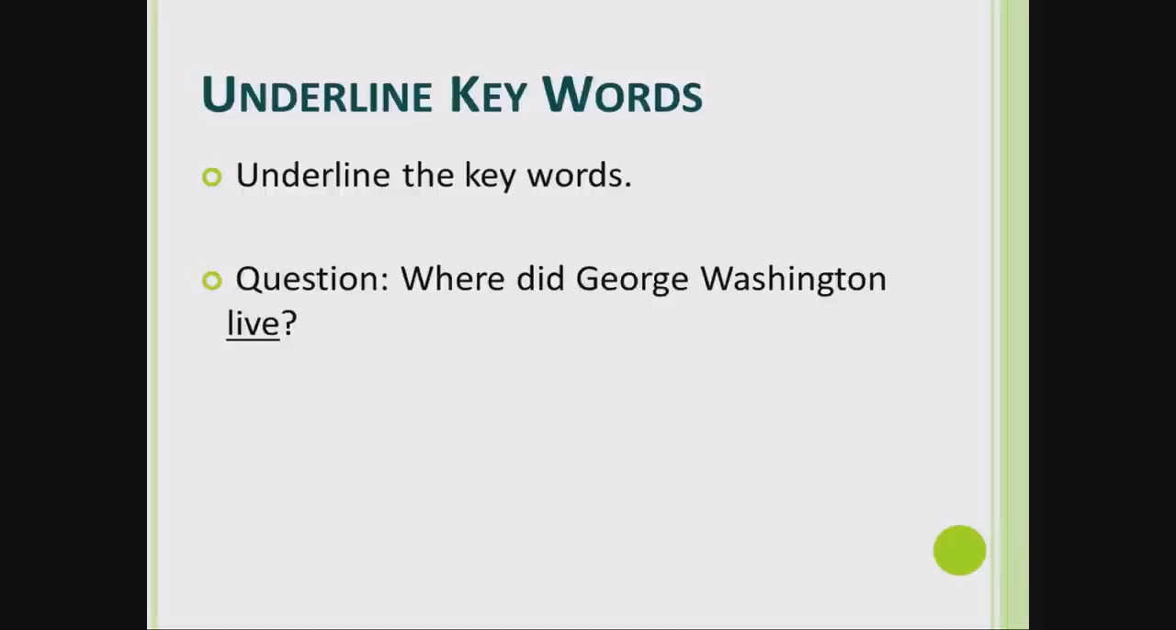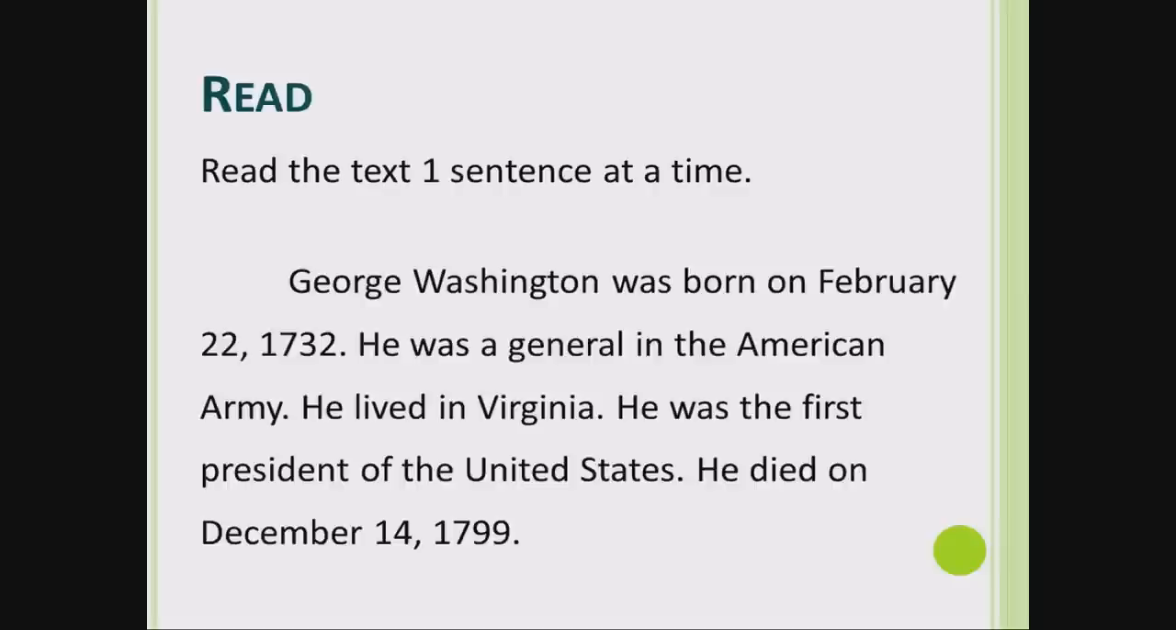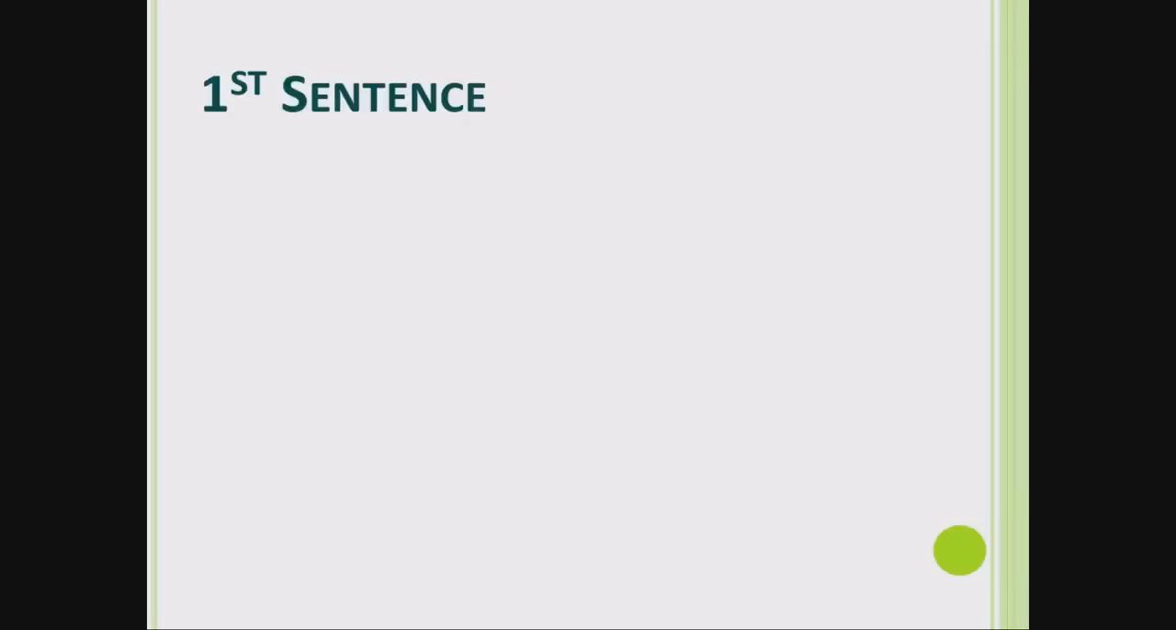Question: Where did George Washington live? Read. Read the text one sentence at a time. George Washington was born on February 22, 1732. He was a general in the American Army. He lived in Virginia. He was the first president of the United States. He died on December 14, 1799.